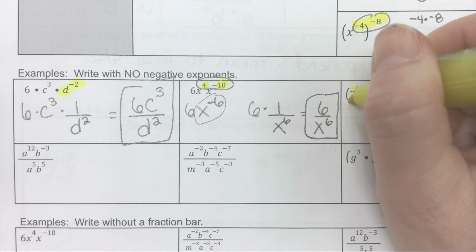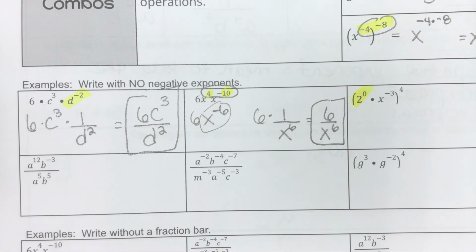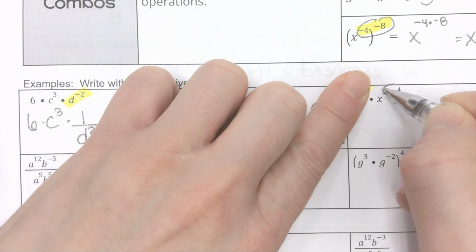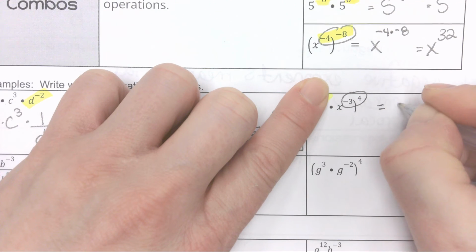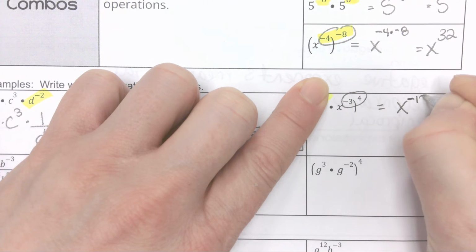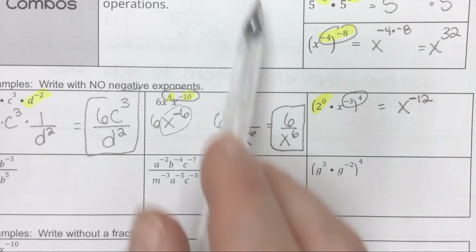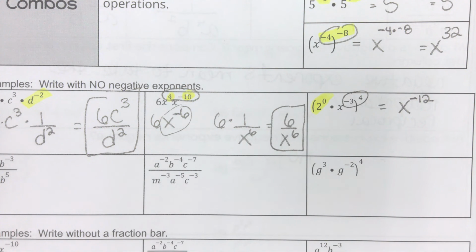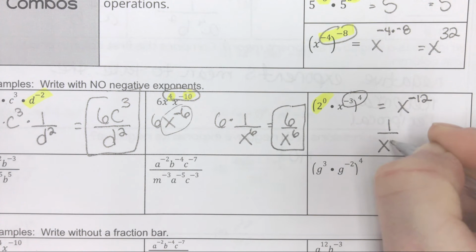2 to the 0. We talked about this in our opener today. 2 to the 0 is 1. So we're going to leave that alone. What do I do with my exponents here? Multiply them. All right, so I simplify this as x to the negative 12th. Okay, we've been doing this like several times now. How do I rewrite that? 1 over x to the 12th.